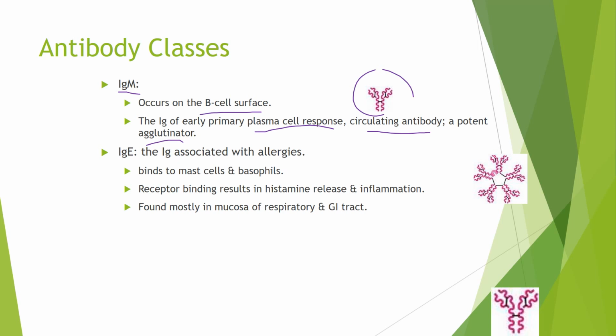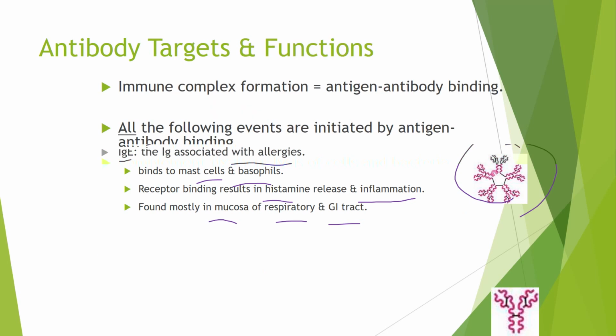And then immunoglobulin E, you might be more familiar with this because it is associated with allergies. These will bind to mast cells and basophils, and then they release histamine and induce inflammation, and are found mostly in the mucosa of the respiratory and GI tract. And so they have this pentamer shape to them.